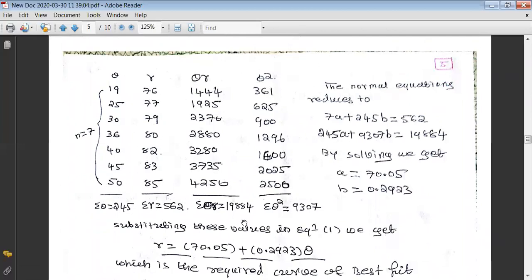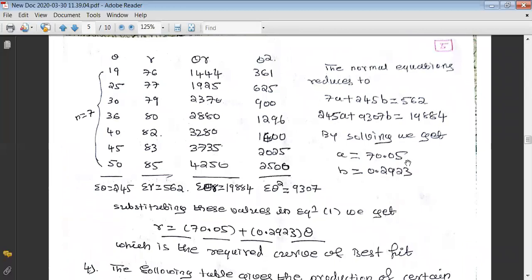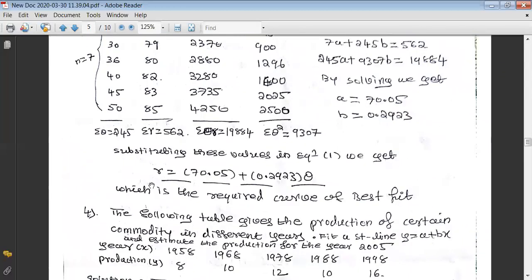Once we use these data, if you write the normal equations, they are going to be like this. By solving these normal equations using the calculator, we get the values of a as 70.05 and b as 0.2923. By substituting these values in equation 1, we get the required curve of best fit as r equal to 70.05 plus 0.2923 into theta. That will be the required curve of best fit.